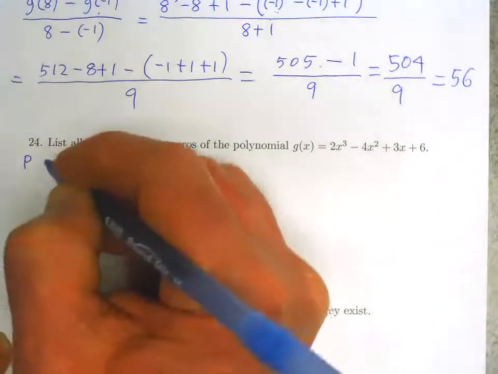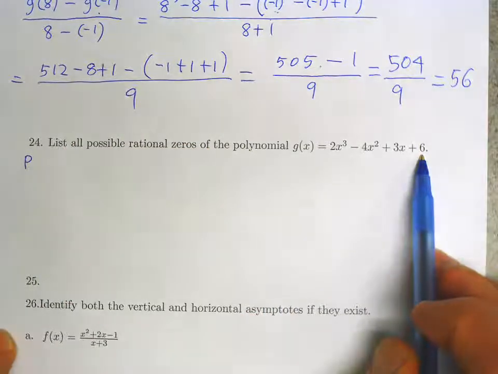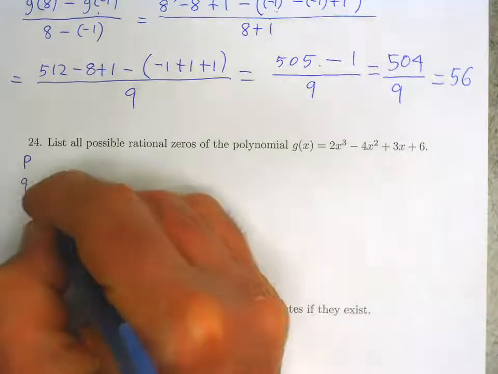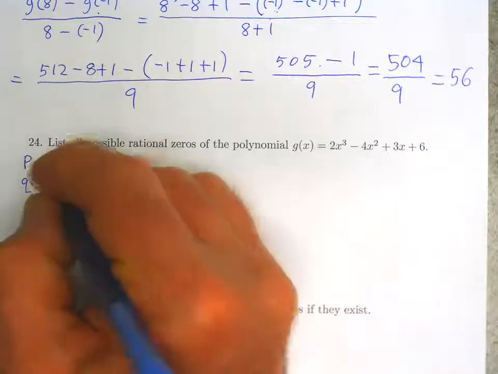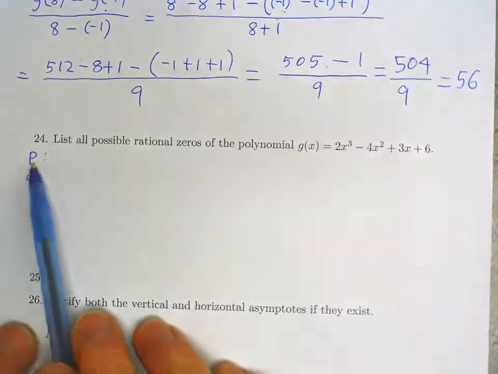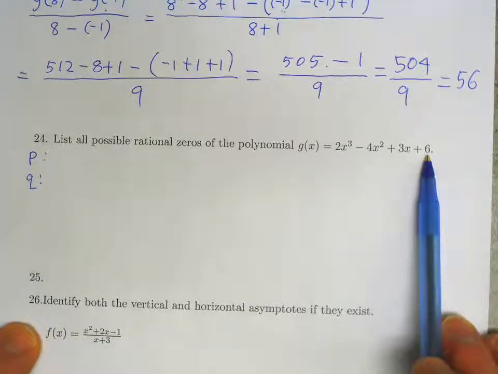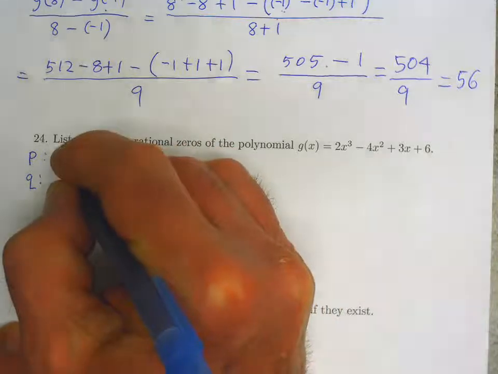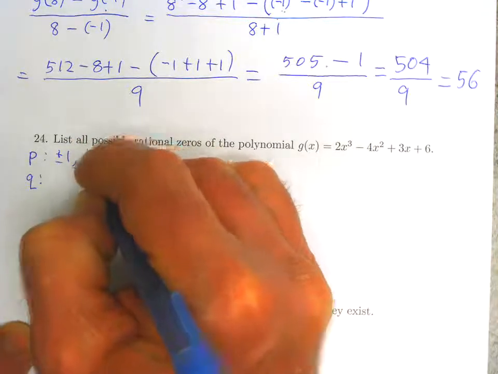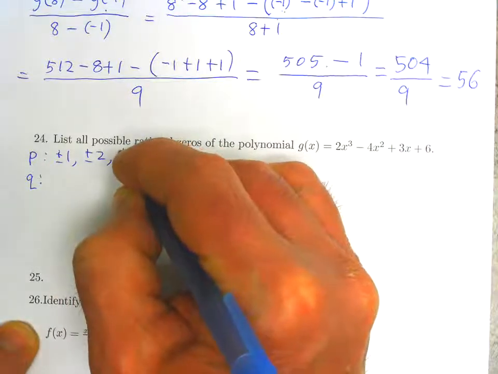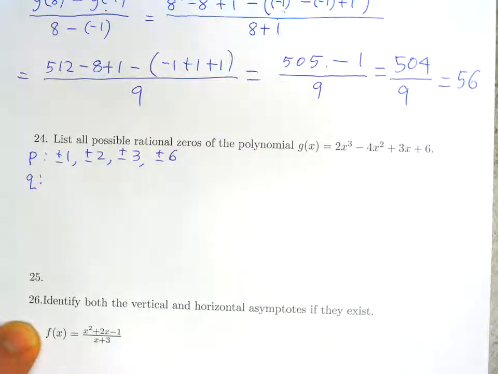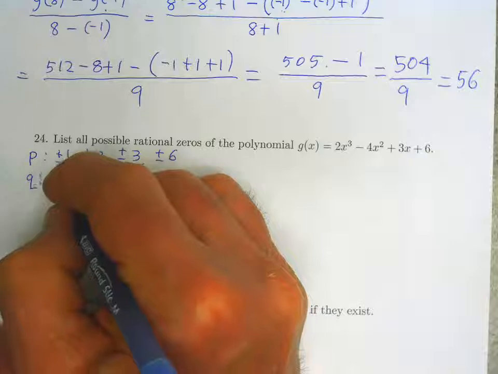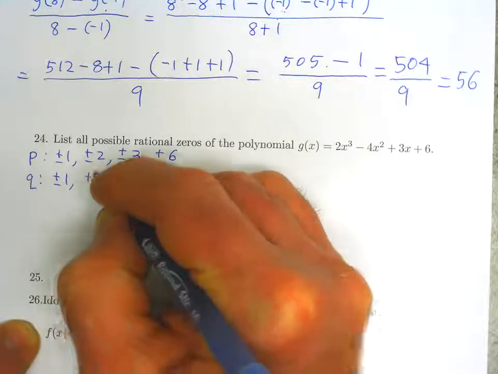So the numerator factors p, those are the integer factors of the constant 6, and then the denominator integer factors, they're the integer factors of the leading coefficient. Okay, so the integer factors of 6 are positive and negative 1, positive and negative 2, positive and negative 3, and positive and negative 6. The integer factors of 2 are positive and negative 1, positive and negative 2.